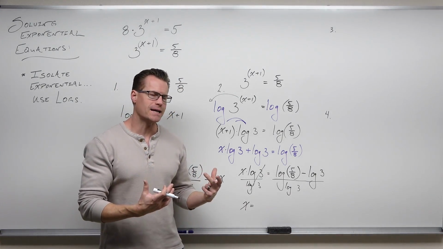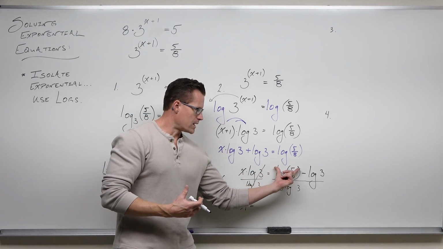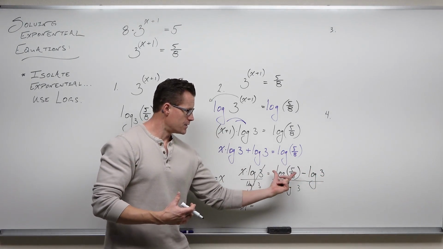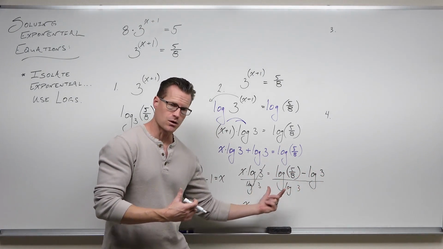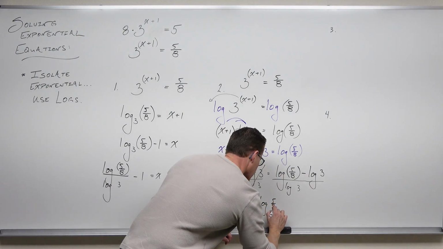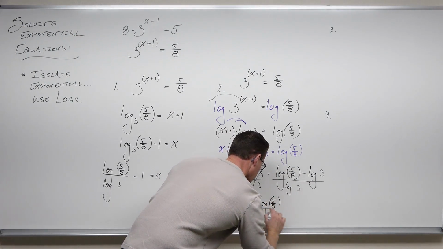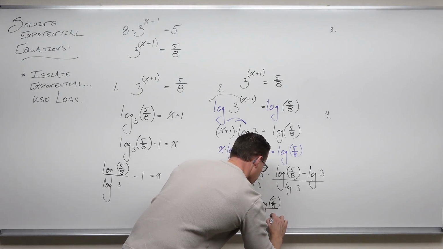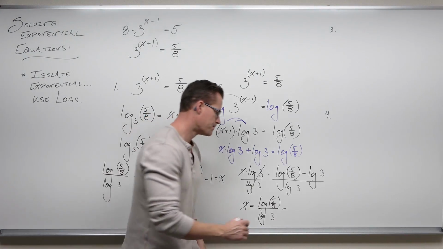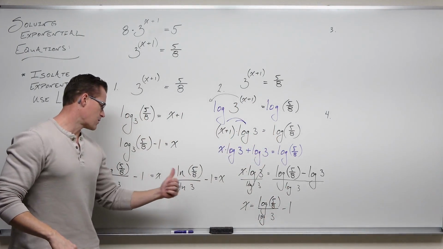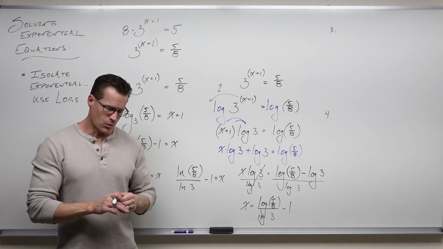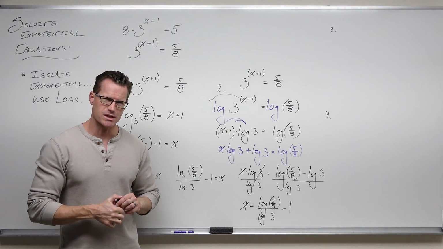Remember that when you're dividing, you can separate one fraction minus another fraction, but take a look at what you would get. This first fraction would be log of 5/8 over log of 3. Minus log of 3 over log of 3, which is 1. And that's precisely the same thing that we get right here. So, which way is better? Well, that's a personal choice, I suppose.